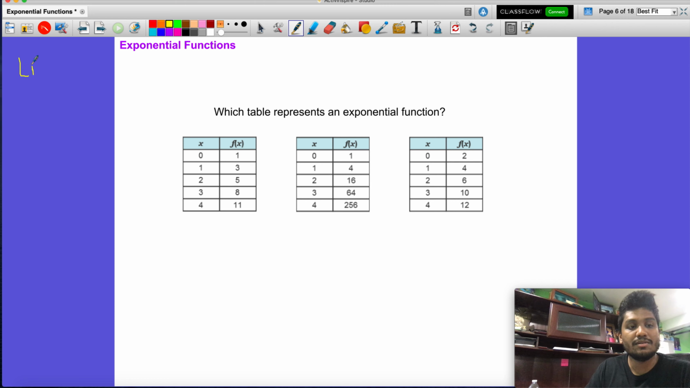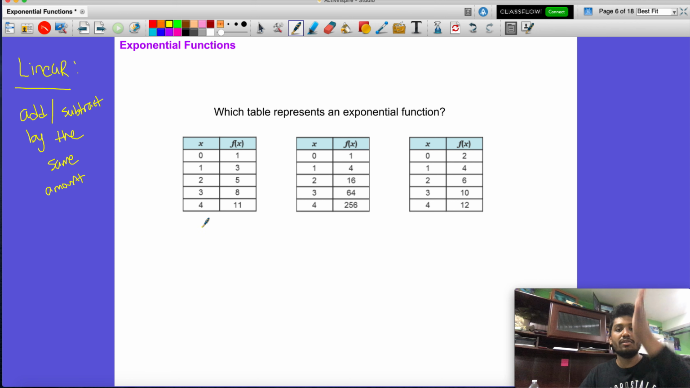Okay, so if you remember, a linear will increase by the same amount through addition or subtraction. So in linear, they will add or subtract by the same amount. Very important that we know that we're adding and subtracting, and you're going to see all these with the y values.